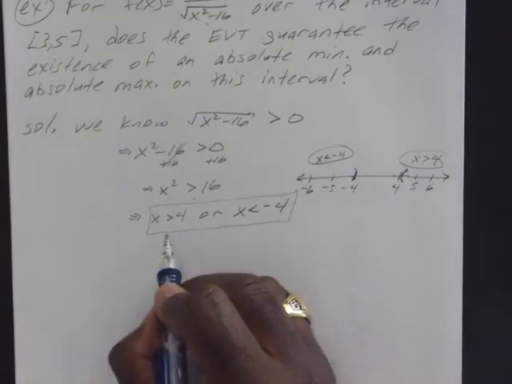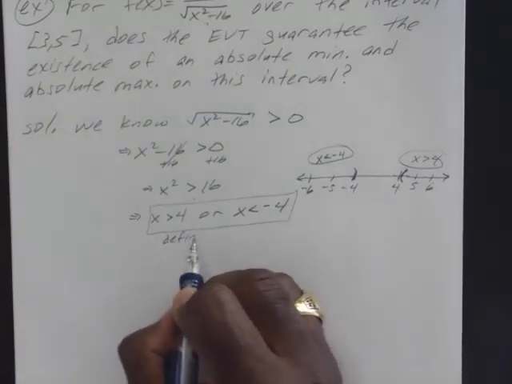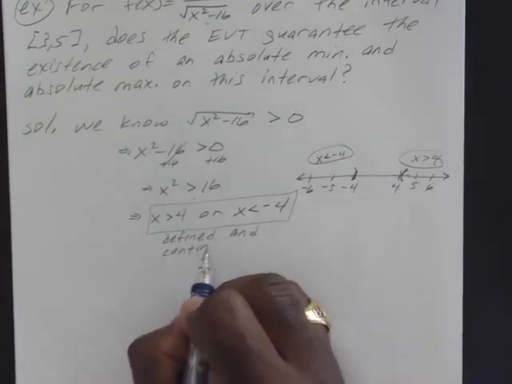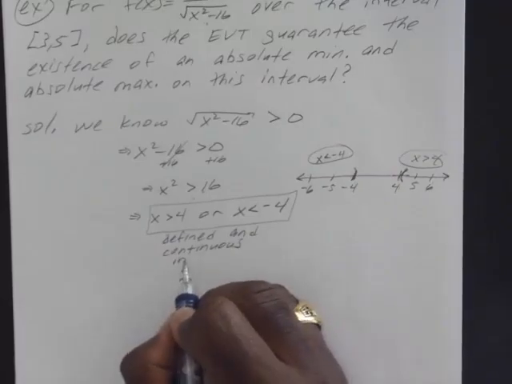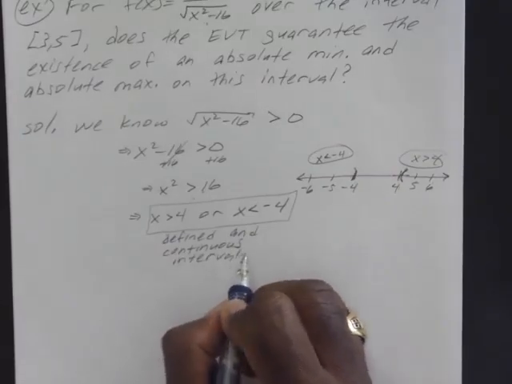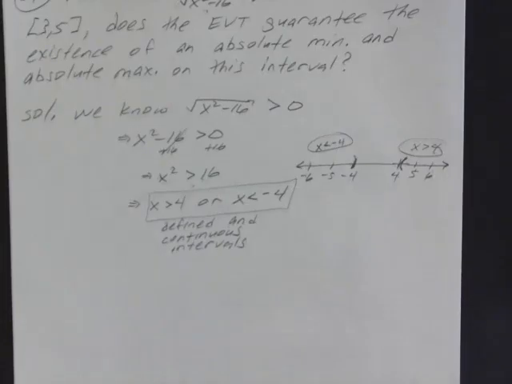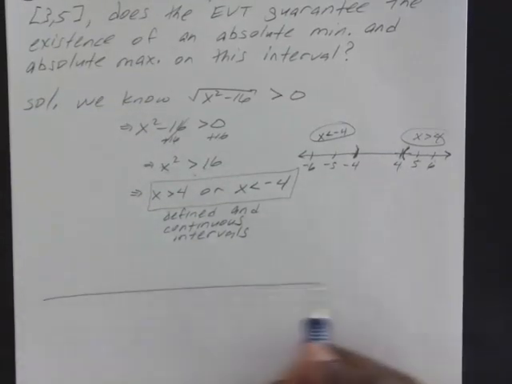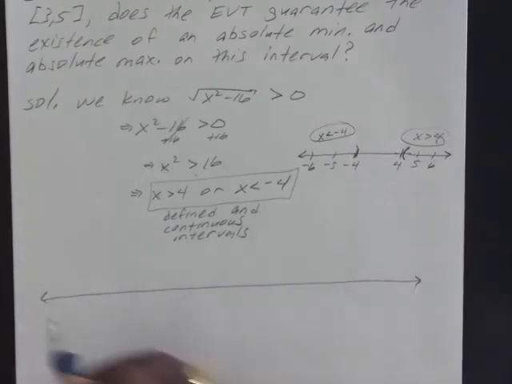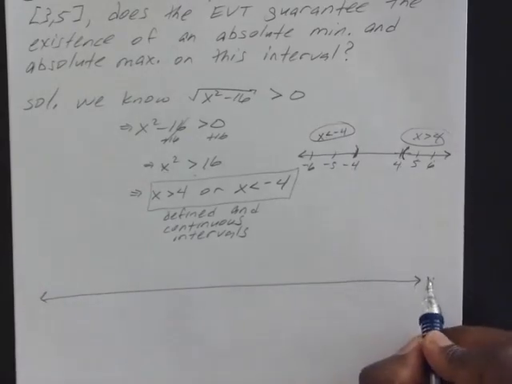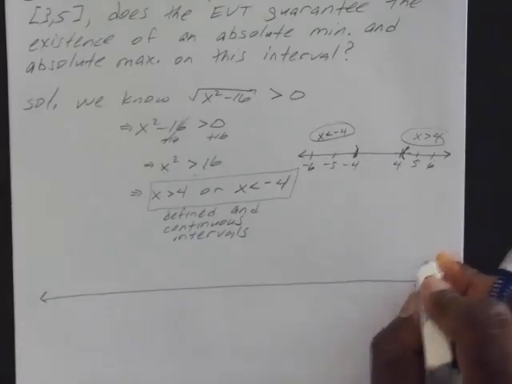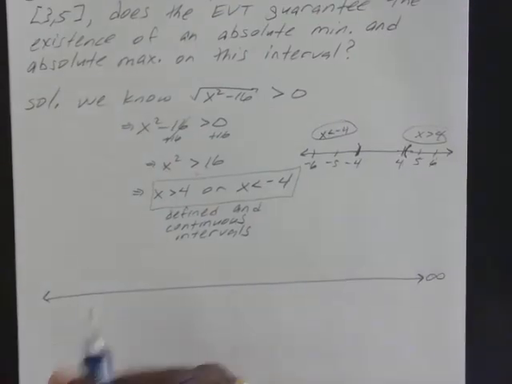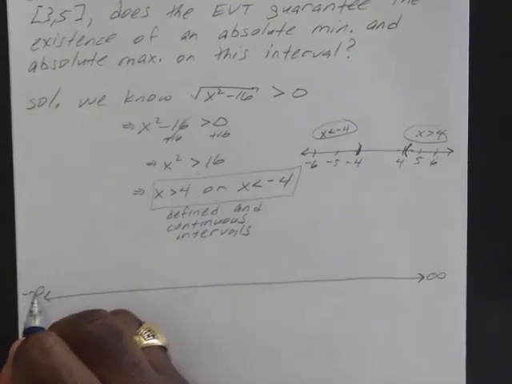Okay, so this is our defined and continuous interval, or intervals, since it's more than one. Okay, so let's get those two values. Oh, that should be infinity. And this is negative infinity.